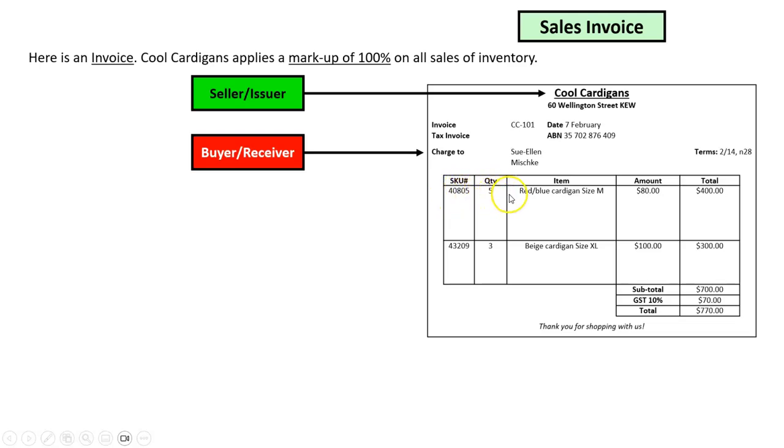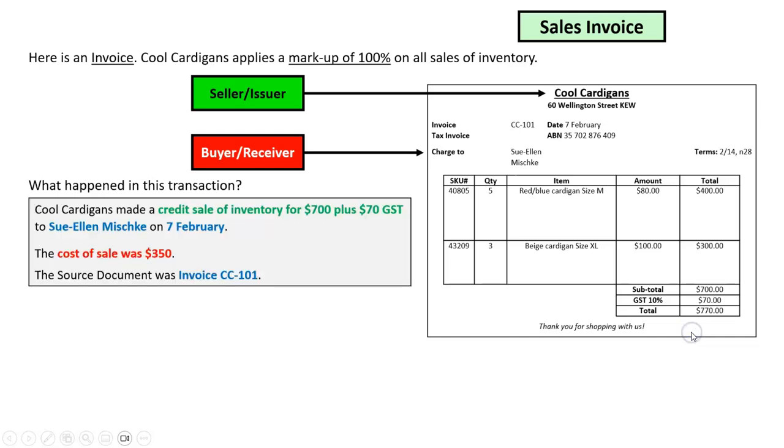So we've sold 5 of those for $80 each for a total of $400. And then we sold 3 beige cardigans size XL for $100 each. And you add that up, that comes to a subtotal of $700, 10% GST for a total of $770. So we just need to process that. And I guess the first thing is determining from the document what happened. So if we could summarize what happened, Cool Cardigans made a credit sale of inventory for $700 plus $70 GST to Sue Ellen Mishke on the 7th of February. The cost of sale is $350.